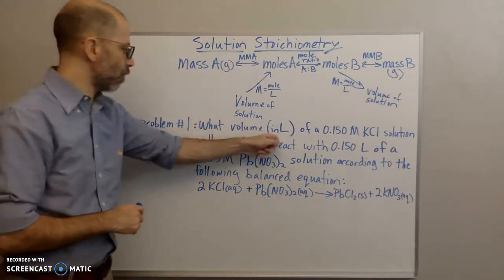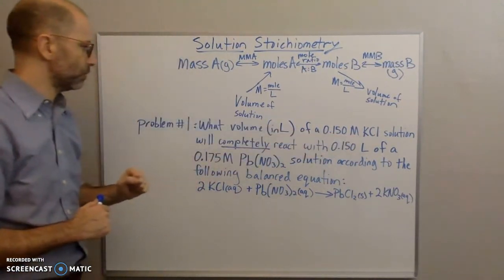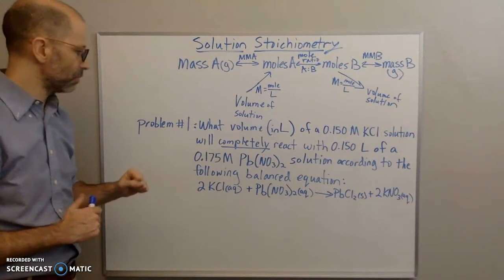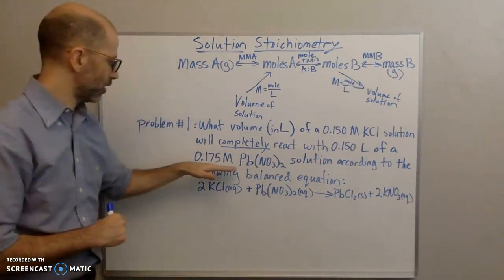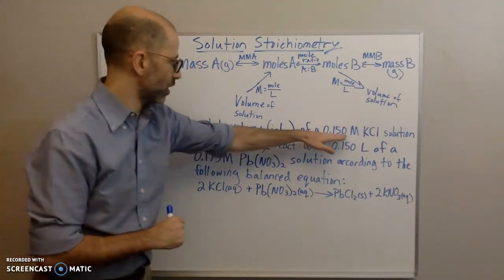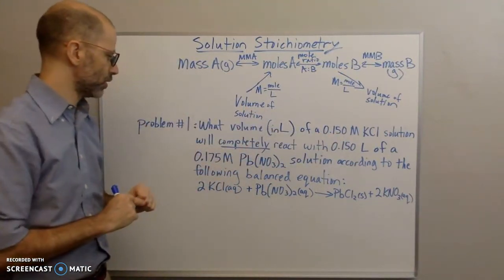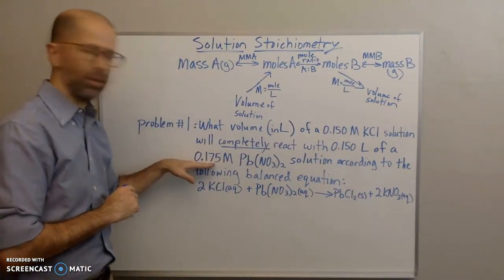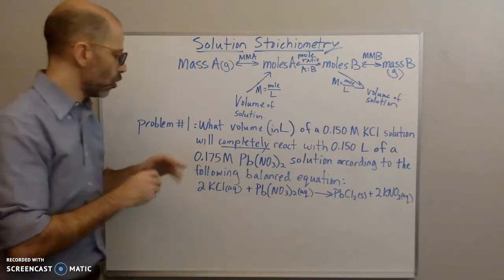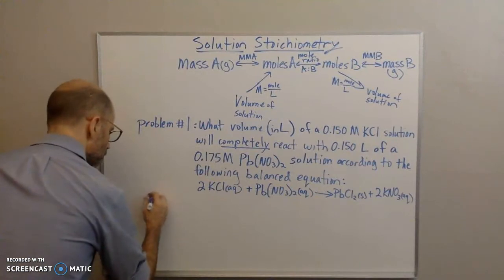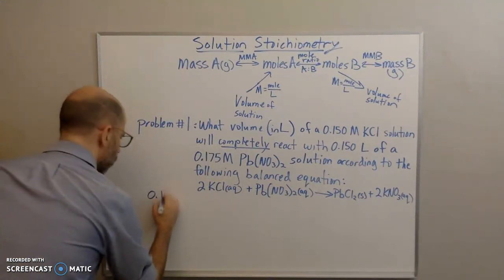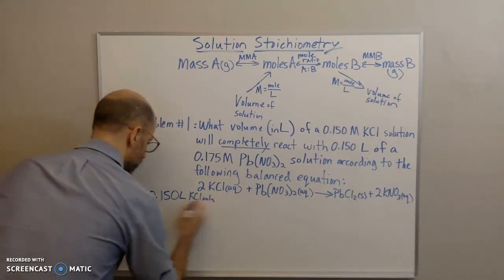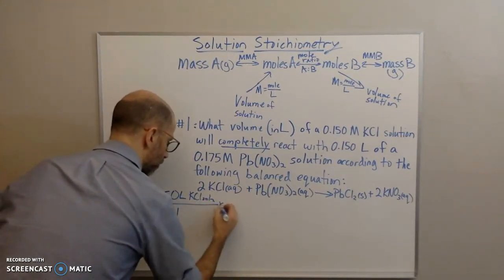They want to find the volume of KCl when you're given molarity, so we need to get to liters of KCl. They give us two molarities, the molarity of lead II nitrate and the molarity of KCl, so we're not going to start with those. Those are going to be conversion factors. The only other thing they give us is liters of lead II nitrate, so we've got to start there. So we're going to start with 0.150 liters of the solution, and we're going to put that over 1.